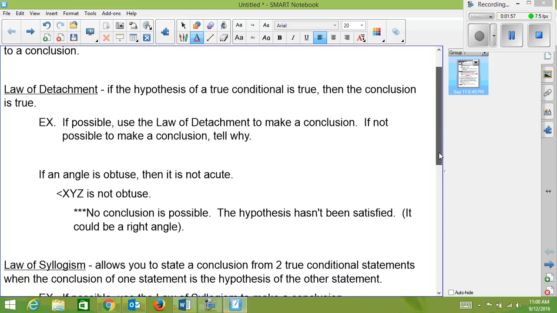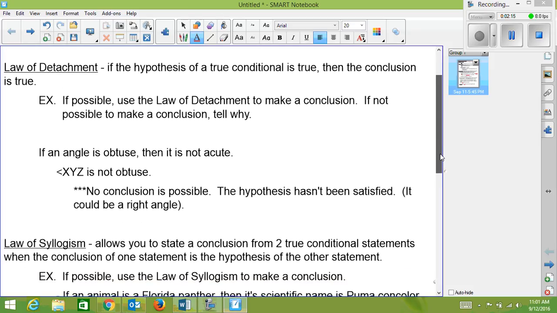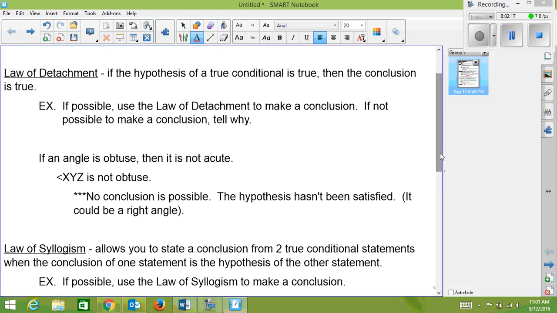The other law is the law of syllogism. It allows you to state a conclusion from two true conditional statements when the conclusion of one statement is the hypothesis of the other statement. And that's a lot of big wording and it sounds kind of confusing, but once you see the example, hopefully it'll make more sense. So if possible, use the law of syllogism to make a conclusion.